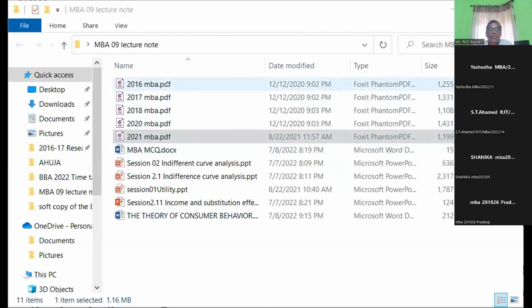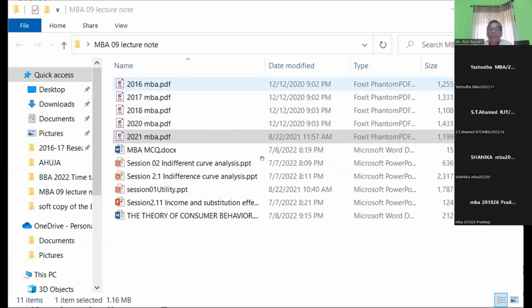Better to look at the 2016 paper; this is a very simple paper. What is meant by utility? What is diminishing marginal utility, like that, right? But better to refer to the papers after 2017. They are prepared by me. 2017, 2020, 2021 were also prepared by me.